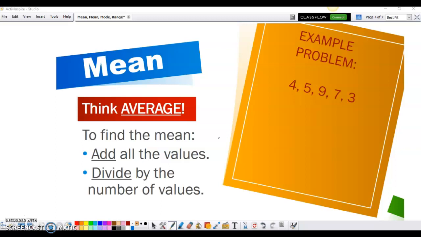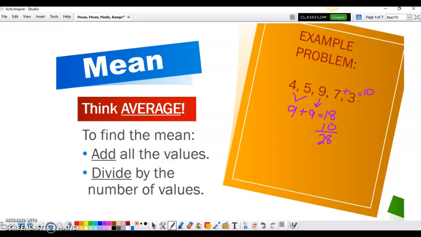So to find the mean, what you have to do is add all the values and then divide by the number of values that you just added. Okay, so let's look at our example problem. We've got 4, 5, 9, 7, and 3 in this data set, okay? So we're going to add 4 plus 5, that gives us 9. And then we're going to take 9 plus this 9, and that's going to give us 18. And then if you look at 7 plus 3, that will give you 10. So then you'll add that 10 to the 18, and you'll get 28, okay?